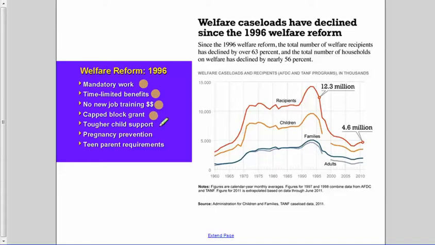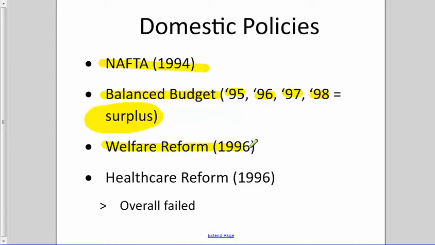Cap the block grant, you don't have to worry about that. Tougher child support, so if you owed child support and you were on welfare, they were going to take that child support out of there. Pregnancy prevention and teen parent requirements. They really started to crack down on some things, and people really supported this. They liked that they felt like their money was not going to waste, going to support deadbeats. And welfare caseloads declined. So you can actually see the decline in welfare caseloads because of this welfare reform. So people would see that as being very successful, this welfare reform in 96.